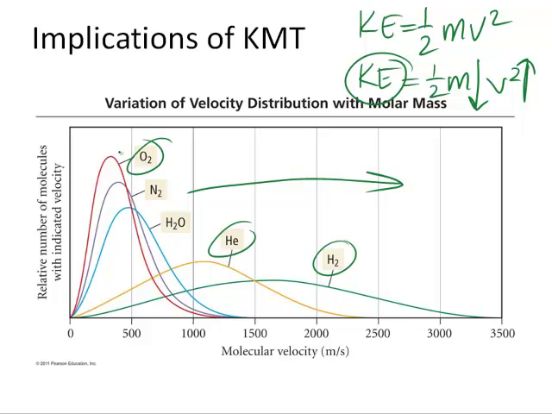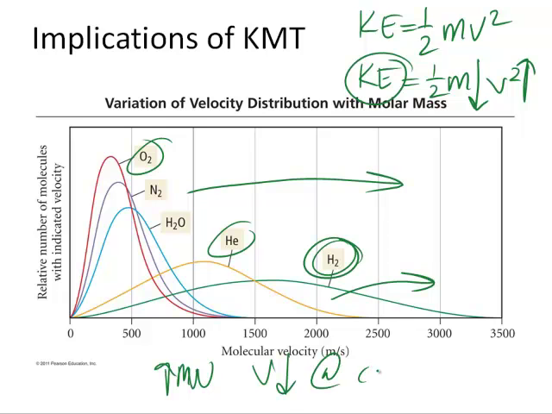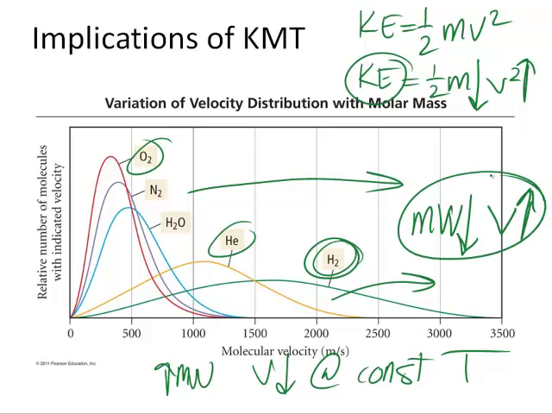Oxygen, the heaviest molecule here, has the lowest distribution of velocities. Hydrogen, the lightest gas, has the highest distribution of velocities. So as the molecular weight increases, the velocity of molecules goes down at constant T. So as the molecular weight goes down, velocity goes up.